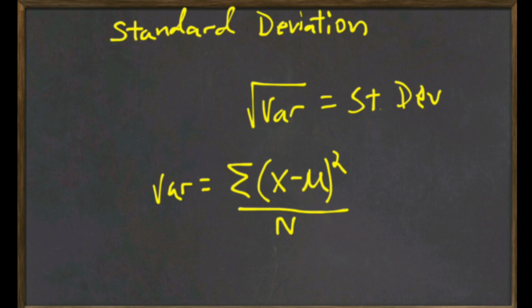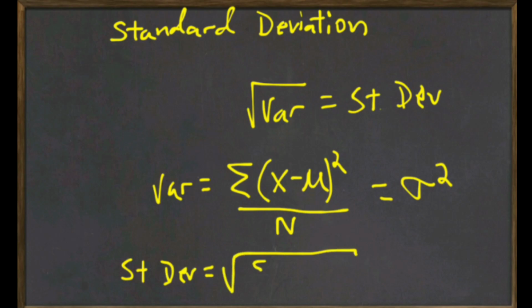So all it is for standard deviation, and we call this sigma squared, and the standard deviation is simply the square root of all of this, still taking the deviations from the mean, and that we just refer to as sigma. So the square root of sigma squared is just sigma. Okay, so let's jump into an example.